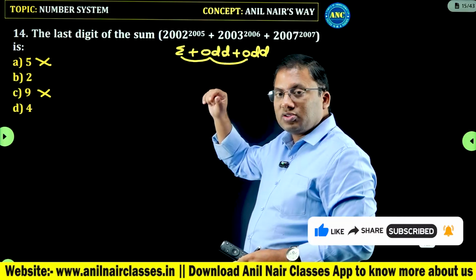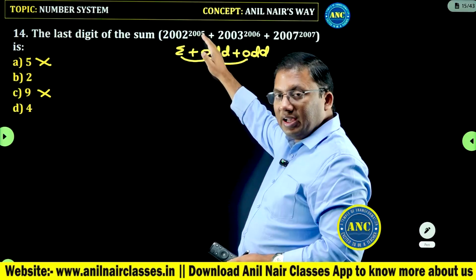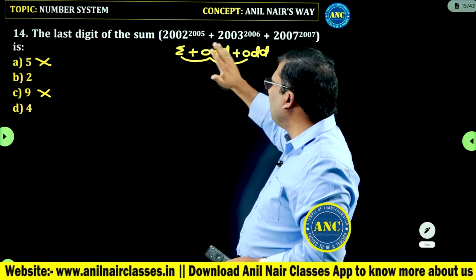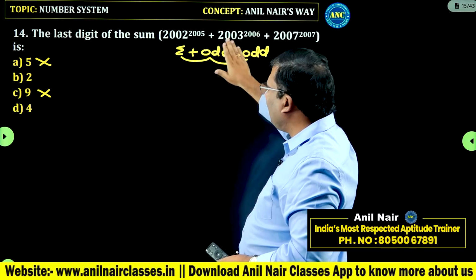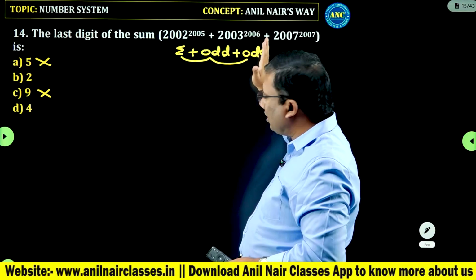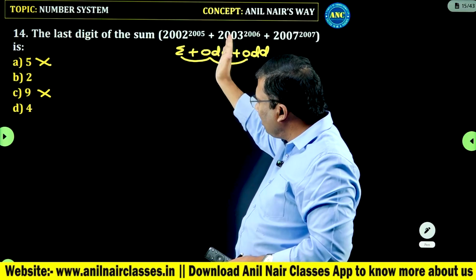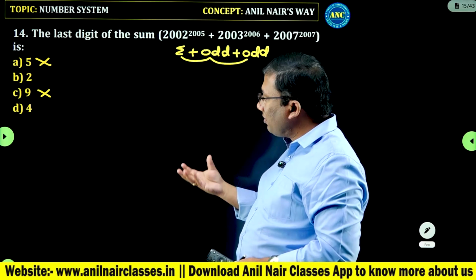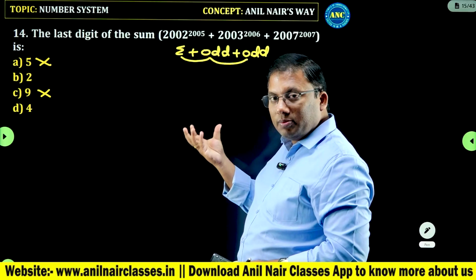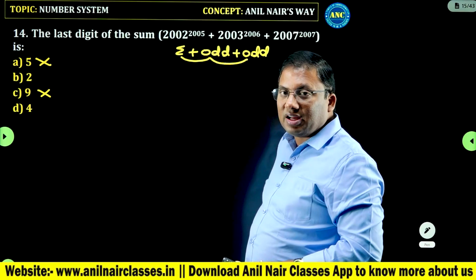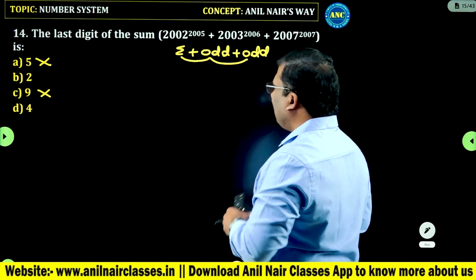2002 power 2005. 2002 is an even number. An even number to any power is even. An odd number to any power is odd. Odd plus odd is even. Even plus even is even. The answer should be an even number, so the unit digit should be even. The answer will be either B or D. Now let us find out.